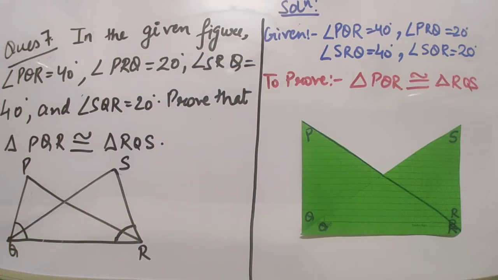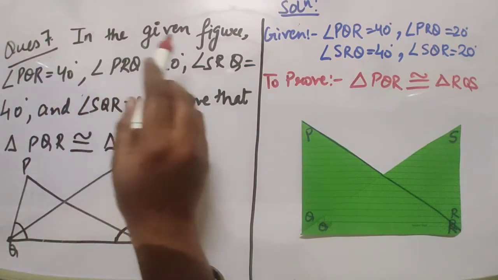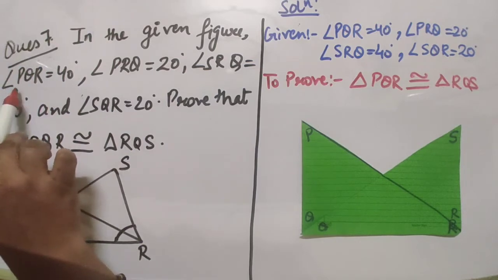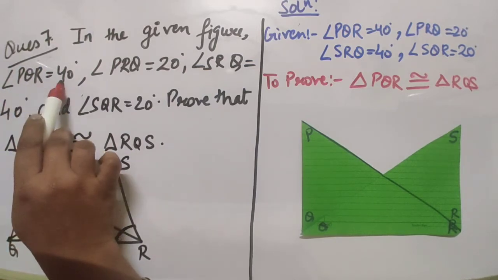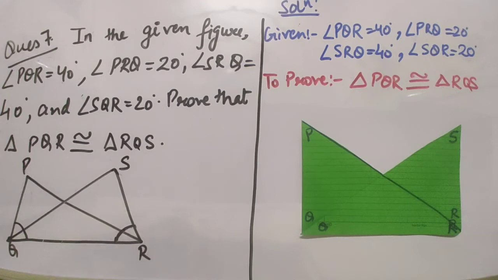So let's start with the question and let's read the question first, because reading a question carefully is a route for the solution. In the given figure, angle PQR equals 40 degree. So let's see in the figure which is angle PQR. PQR, right? So that means we are talking about this whole angle.